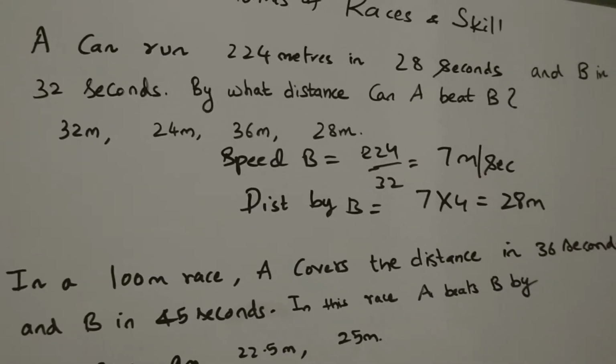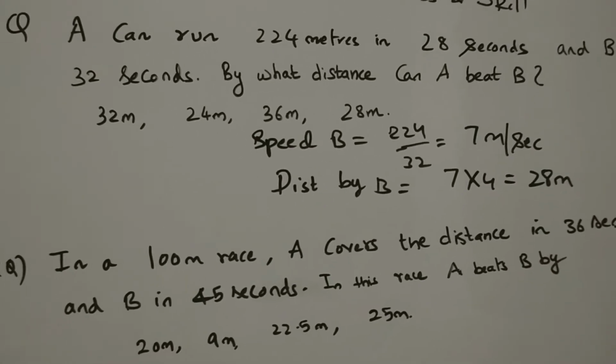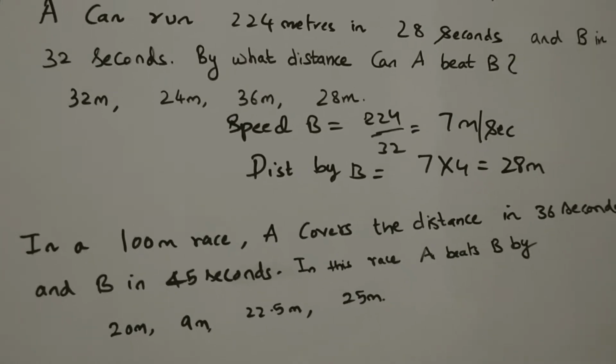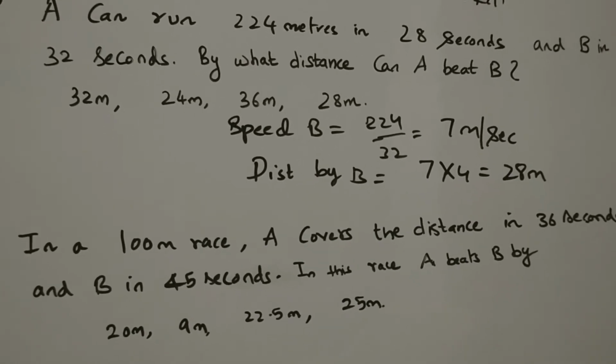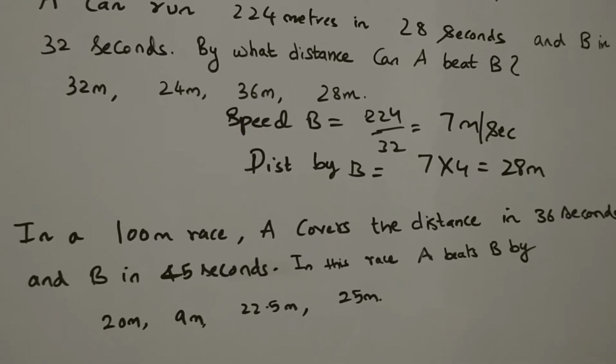So, what we have done is: speed of B is equal to 224 by 32, that is equal to 7 meters per second. Distance by B in 4 seconds, because the difference between A and B is 4 seconds. So, 7 into 4 is 28 meters.